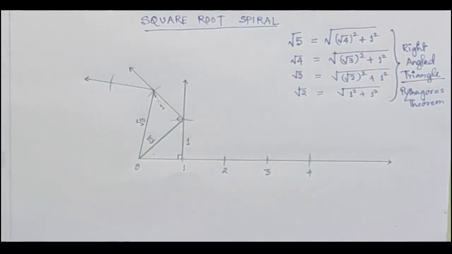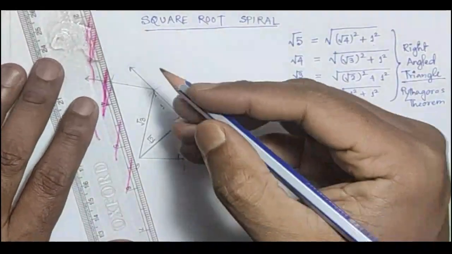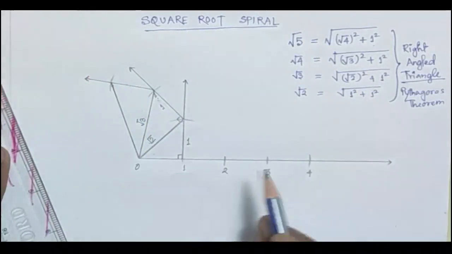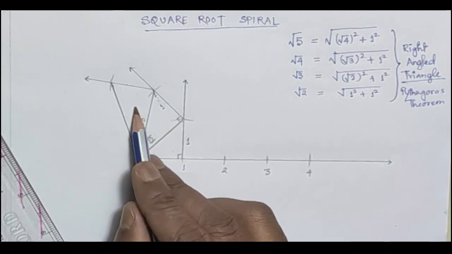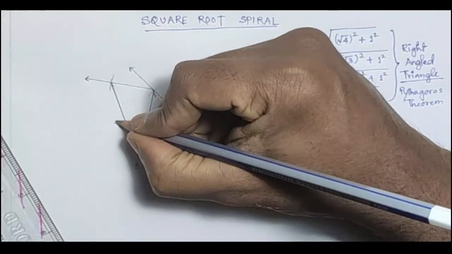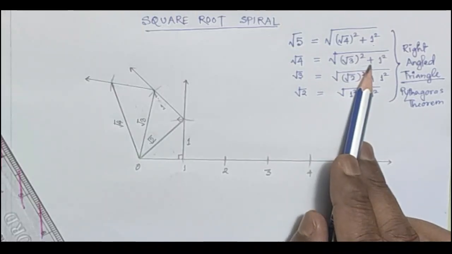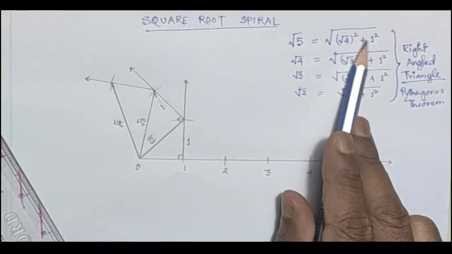So now we join it. So when we join this third hypotenuse, we have got 1, 2, 3 triangles. So this is root 4. You can see here how we got root 4. So we need to draw another one to get root 5.